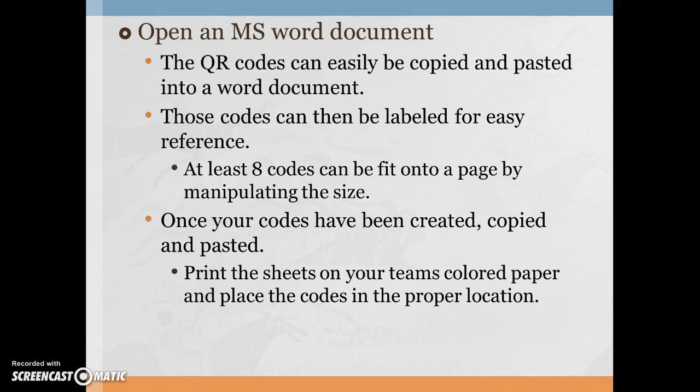So we're going to open a Microsoft Word document, and the codes can be easily copied and pasted into the Word document. The codes can then be labeled, and I'm going to do this for you in a second. And once your codes have been created, copied, and pasted, you can just print the sheets, cut out the codes, and tape them where you need them taped around the building. So the idea is that your students will go from one code to the next code to the next code, getting information from the different codes as they go along the course.